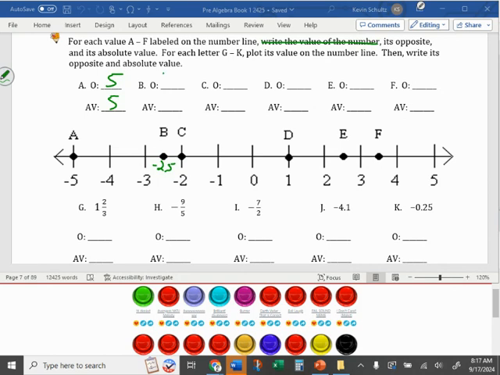Positive 2.5. And the absolute value of -2.5. How far away from 0 is it? 2.5. Okay.